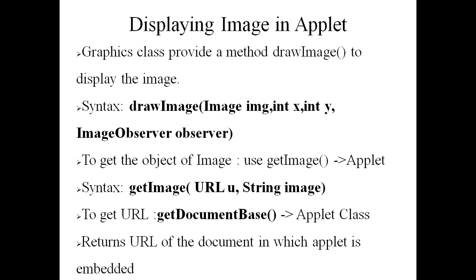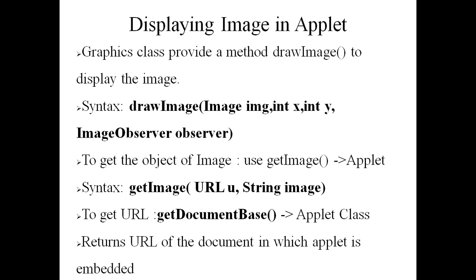Now the syntax of the getImage method is getImage(URL u, String image). So getImage accepts 2 parameters. One is the URL and the second one is the string name of the image. To get the URL, there is a method called getDocumentBase, which is again defined by the Applet class. getDocumentBase is used for getting the URL, which is used inside the getImage method. Now, getDocumentBase returns the URL of the document in which the applet is embedded.